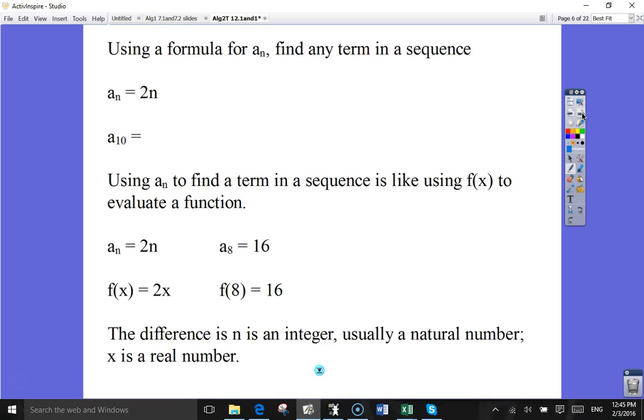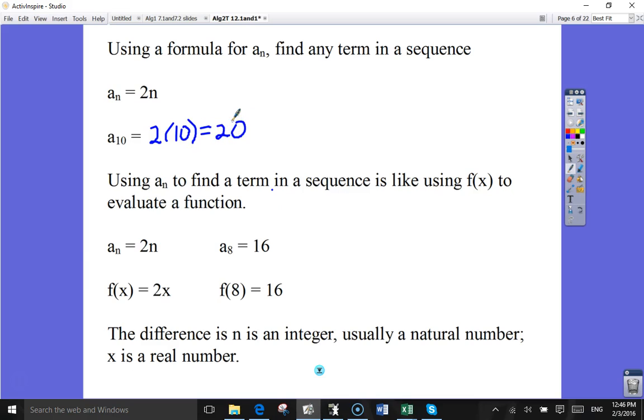If you have a general formula, you don't have to keep adding 2 until you get to that number. You just plug in for n. If our formula is 2n, how do I find the 10th term? I plug in n equals 10, and the answer is 2 times 10 equals 20.